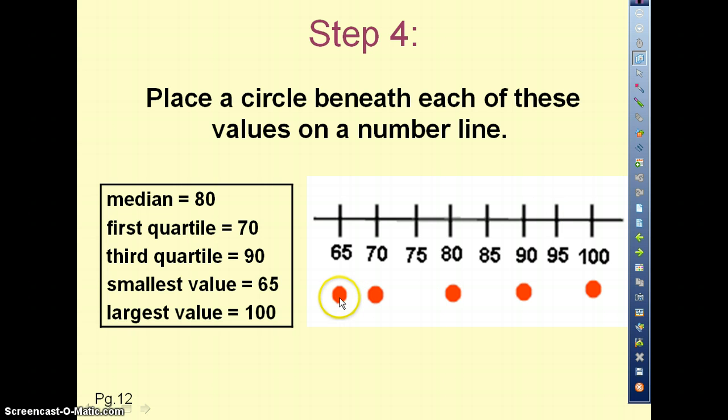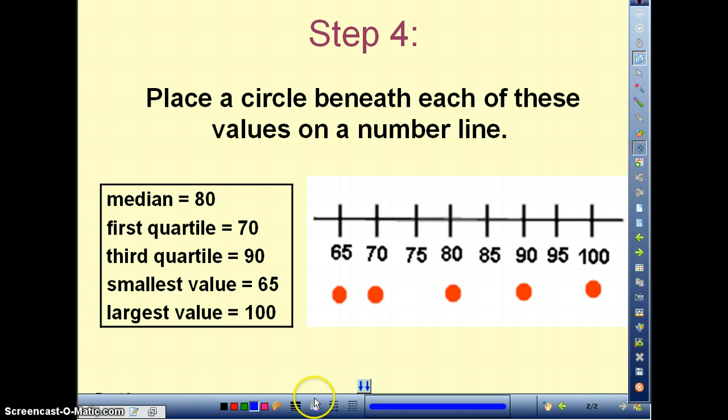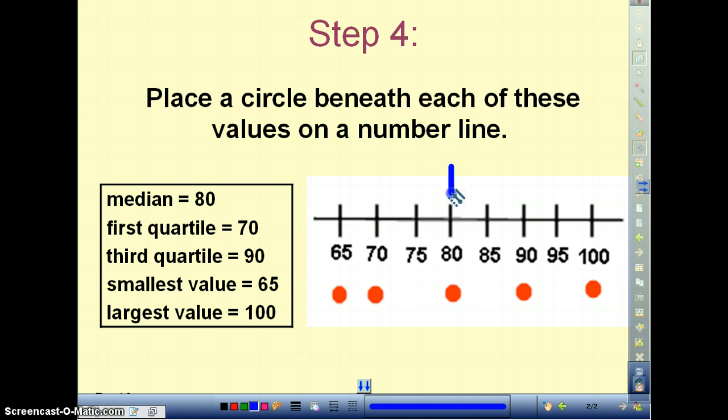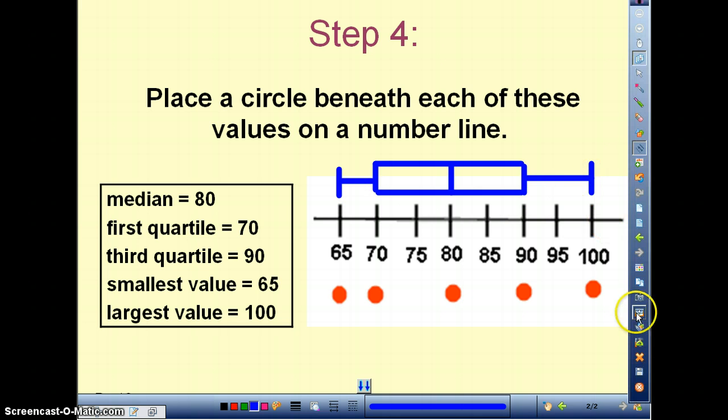All right, here's what I'm going to do. Normally what I do is I just draw lines. Let me show you what I do. Here's my median. Here's my first quartile. Here's my third quartile. I connect those three with a box. Okay? Then my high number was 100 and my low number was 65. You do it like that and that creates your whiskers. Okay? And that shows you the spread of your data.